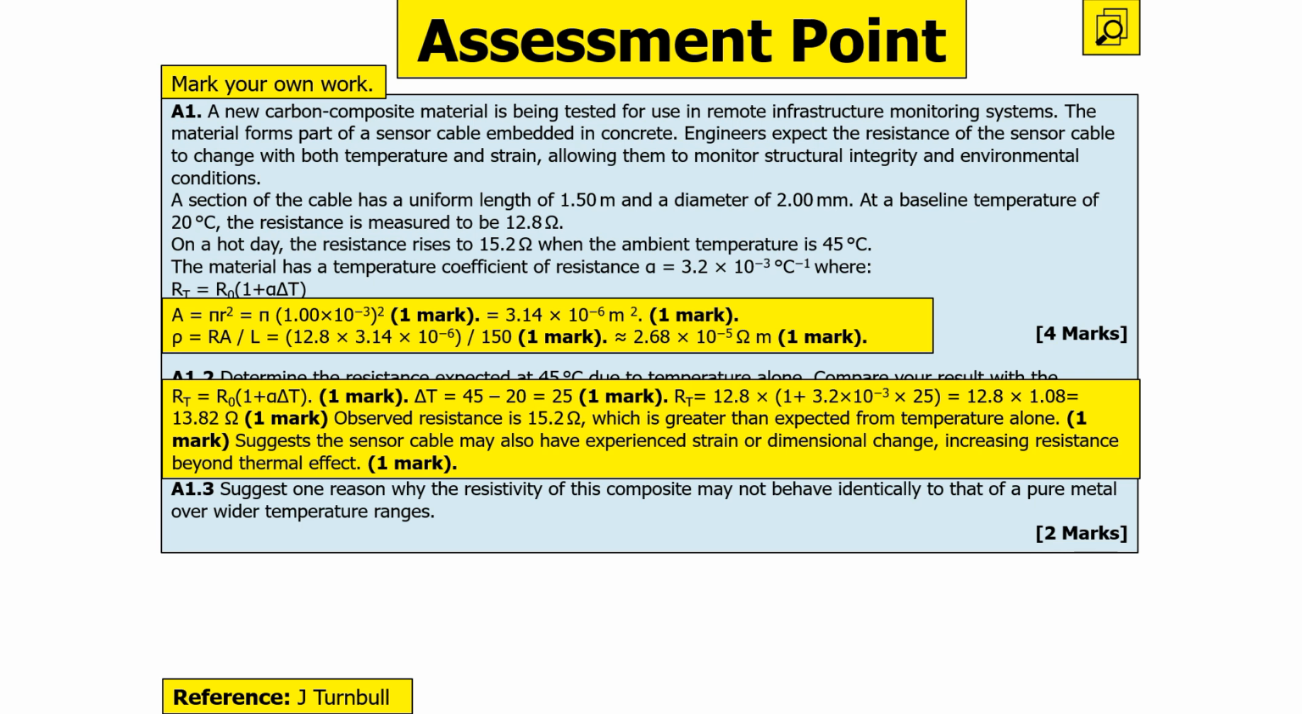So therefore, the resistance at 45 degrees is 12.8 times by 1 plus 3.2 times 10 to the minus 3 times by 25. So it's 12.8 times by 1.08, which is 13.82. Now the observed resistance in the question is given to be 15.2 ohms. So the resistance observed is greater than the temperature alone. So therefore it suggests that the sensor cable must have experienced strain, it's stretched out, there's been a dimensional change, it's increased its length, so the resistance has gone up.